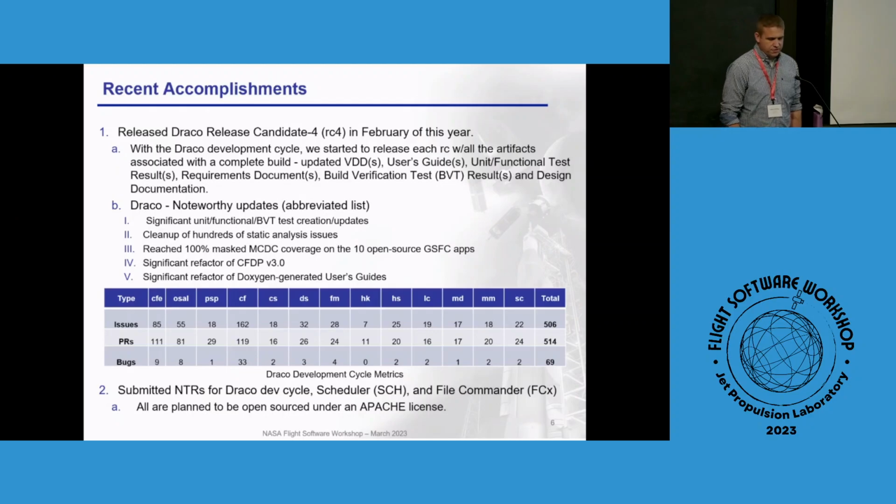We cleaned up hundreds of static analysis issues. We reached 100% masked MCDC coverage on our 10 open source GSFC apps. We went through a significant refactor of CFTP and a significant refactor of the Doxygen generated user's guides. We closed 506 issues, 514 pull requests, and 69 bugs. We also submitted NTRs for the Draco development cycle, scheduler, and file commander, all of which are planned to be open source released under an Apache license.